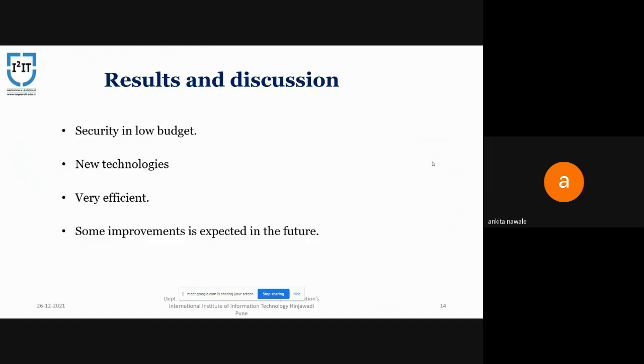Next. The budget of the project is very low because it's not totally a hardware project, it's a software project, so there is no such cost. In this project we use new technology, which is machine learning using Python, which is a very new technology. And this project is very efficient, we can use it. And in future we have to improve some techniques in the project to get more output from it.